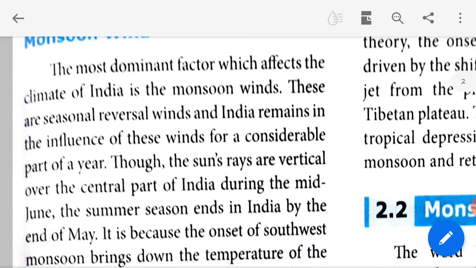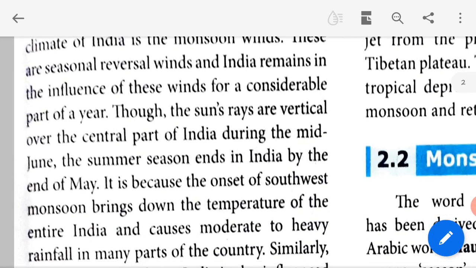Though the sun's rays are vertical over the central part of India during mid-June. So what happens is, we already learned that the Tropic of Cancer runs across India in the center. So sun rays will be exactly at the center, at which part? Central part of India. So somewhere like in Delhi. Okay, in mid-June. The summer season ends in India by the end of May. We all know we have summer season in the month of May.